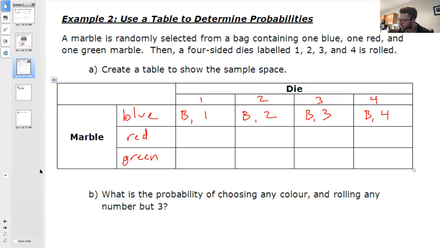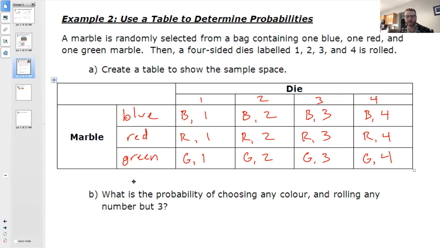Okay, the fifth possibility would be pulling a red marble and rolling a 1, red marble and rolling a 2, red marble and a 3, and a red marble and a 4. Lastly, we'll have green and 1, green and 2, green and 3, and green and 4. So now that we have the table filled out, it's going to be a little bit easier for us to answer the probability of whatever event it's asking for.